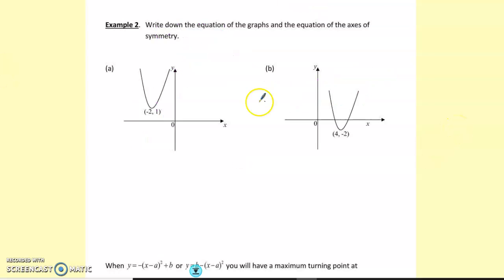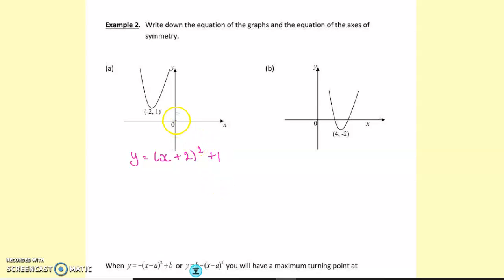Okay, let's see if we can do the opposite then. So given the graph, can we rewrite it as the equation? So here I've got turning point minus 2, 1. So that goes back into my equation. Remember the x coordinate, the bit in the bracket, always has the opposite sign. So that'd be x plus 2 all squared plus 1.